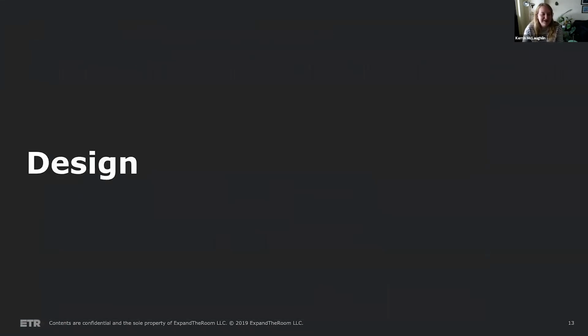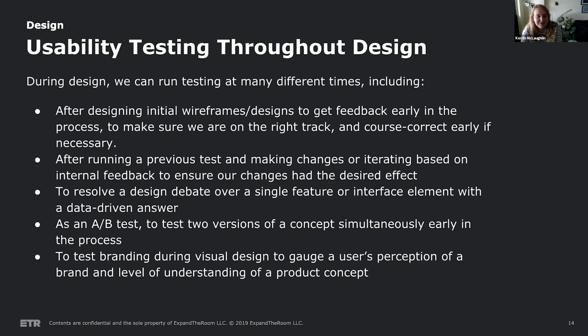Okay, so that was in initial discovery, but we can talk more about how we can apply these insights to the design phase. Usability testing throughout design is something that we are getting better at doing. We think there are a lot of different ways this can be applied even further throughout the design process, including after initial wireframes, the first designs that we come out with, to get early feedback, make sure we're on the right track, and course correct early if necessary. Again, if we did a previous test, of course, you might want to make changes and then test again. So that's another way we can do it.